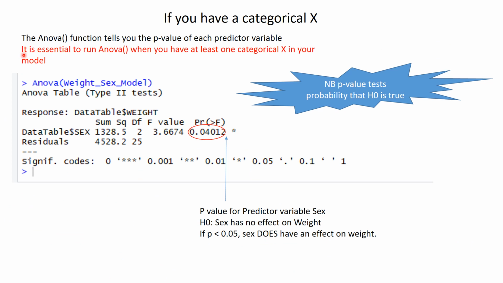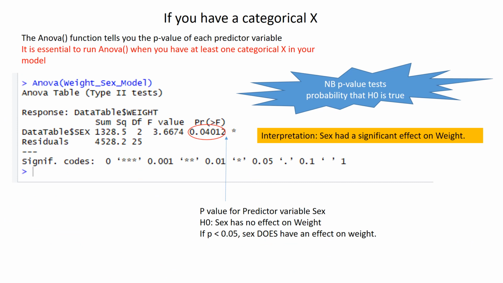Okay, so the reason we need to run this ANOVA when we have a categorical X is because, remember, in the coefficients table, and I will show you again just now, it didn't only give us one line for sex, it gave us a line for sex for each of our levels of sex. So it gave us one line for male and one line for unknown or unassigned. But we want one p-value for sex. We want to know does sex have an effect or not. So in this case, our interpretation is that sex does have a significant effect on weight.